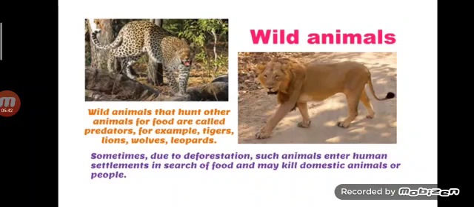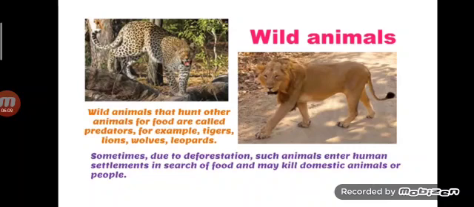Now let's see how wild animals are harmful to human beings. Now we know that wild animals hunt other animals for food. Therefore, they are called predators because they prey on other animals for food. For example, the tiger, the lion, the wolves, the leopards.